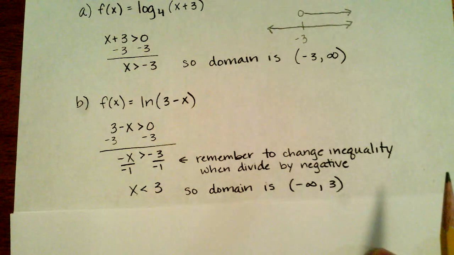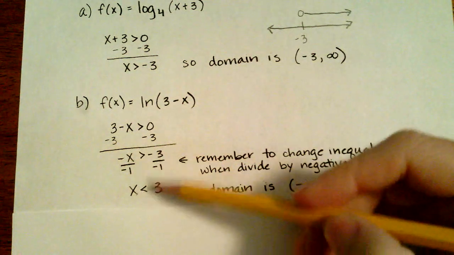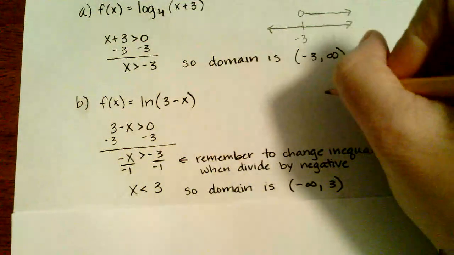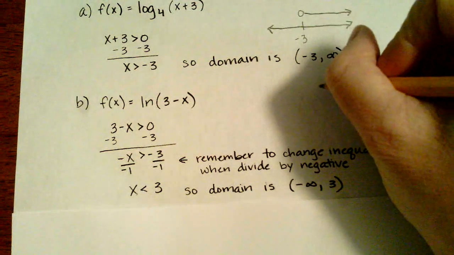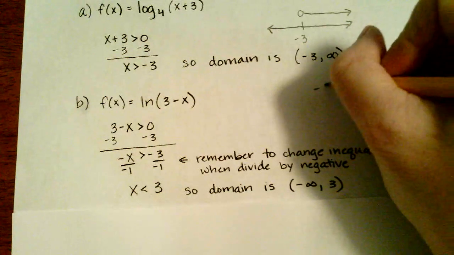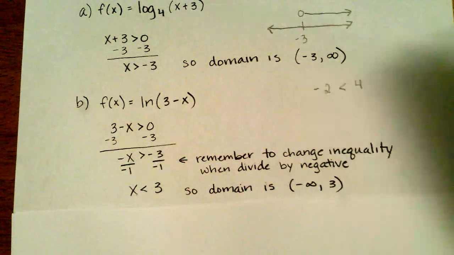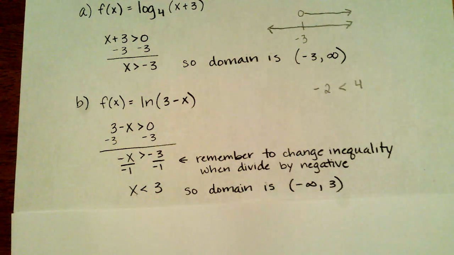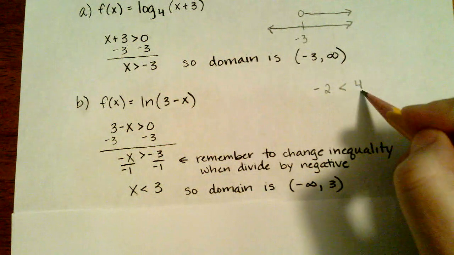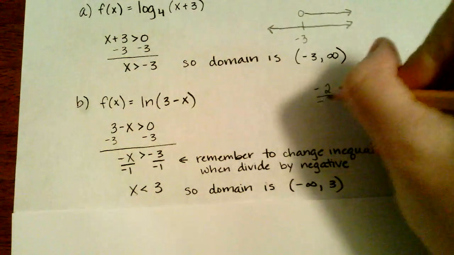The last time I taught it, students wanted to be reminded or know for the first time why you flip when you divide by a negative. I want you to think about something like this. I think everyone agrees with me that negative 2 is less than 4, right? Because negative 2 is to the left of 4 on the number line. But let's divide both sides by negative 1.